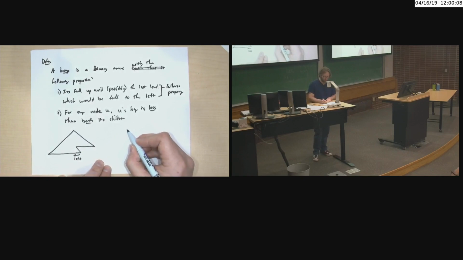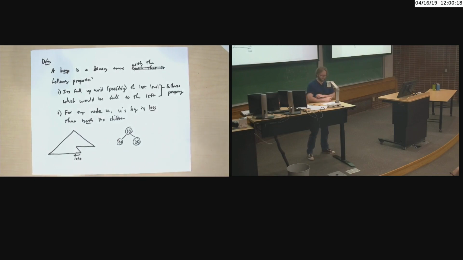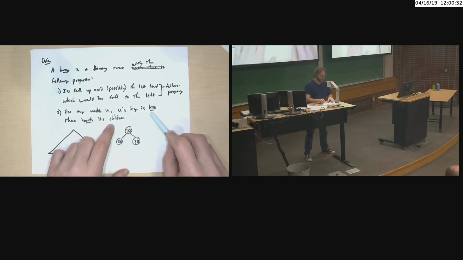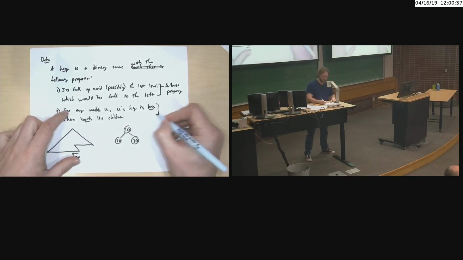For every node u, u's key is less than both of its children. So we have a situation like this: 10, let's say 20, and 30. Just as a really quick example. Is that a binary search tree? No. Why? Everything over here has to be less, and everything over here has to be greater. And that is greater. But u's key has to be less than both of its children. And this is the heap property.